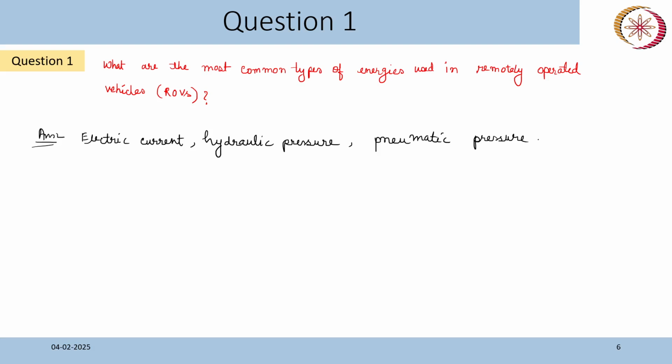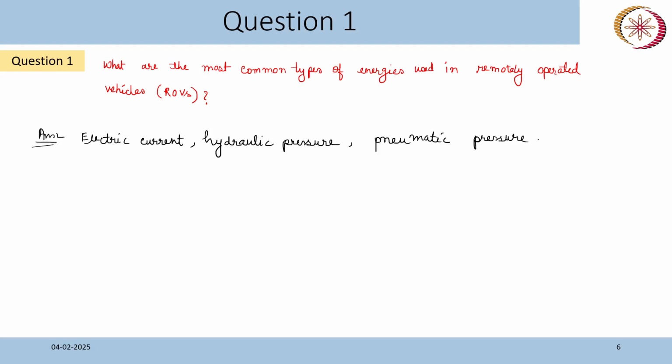And what is pneumatic pressure? It is the kind of energy where you use compressed air. There will be an air compressor, and you use the compressed air to move something, basically to open or close a valve, something like that. Pneumatic systems are also used in many machines.